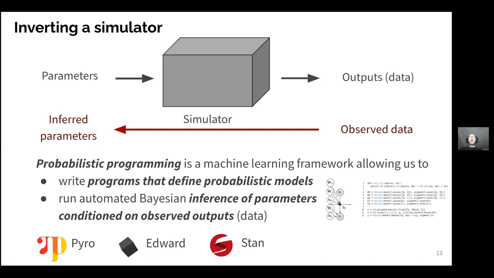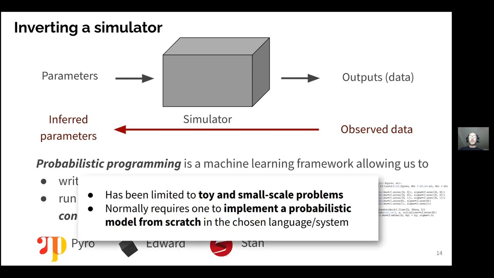And you might have heard examples of such systems. So here below, there's Pyro, there's Edward and Stan. I think Stan is kind of known in some scientific communities. And Pyro is currently, I think, gaining traction. So Pyro is PyTorch based, if you heard about that. So the situation with the probabilistic programming community is that the applications have been limited to toy and small scale problems. And there are some reasons for this.